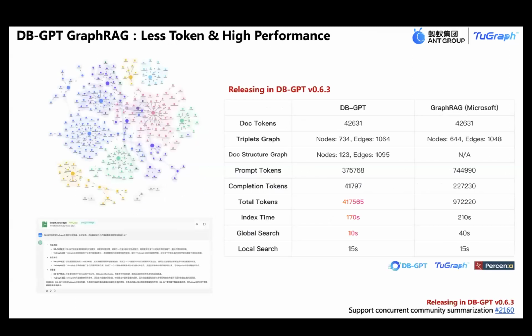And at last, we compare the performance and the token consumption between DB-GPT, or AntGroup GraphRAG, with Microsoft's method. And we use about 40% of the token consumption. And the indexing time and the global search are better than the method in Microsoft's.